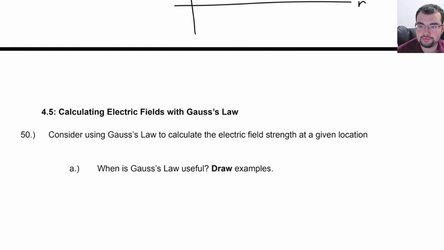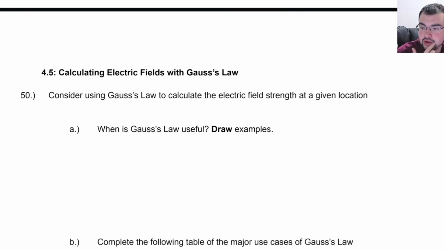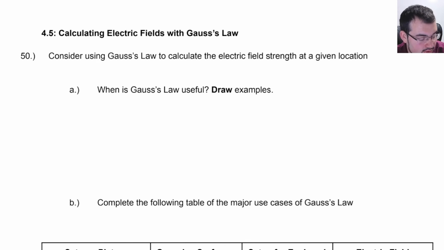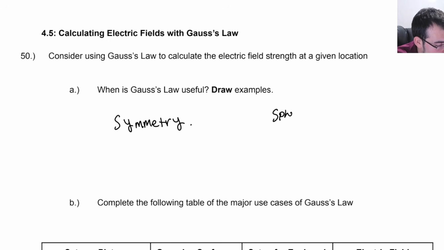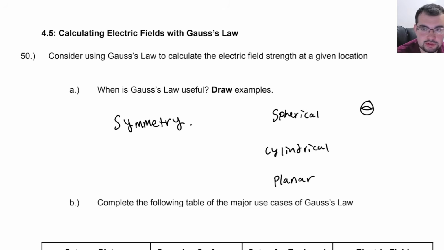All right. Now let's do the meat of Gauss's law, where we want to actually find E fields with it. So when is Gauss's law useful? Well, we only use Gauss's law usefully for finding fields when there is symmetry. So we use Gauss's law when there's spherical, cylindrical, or planar symmetry.